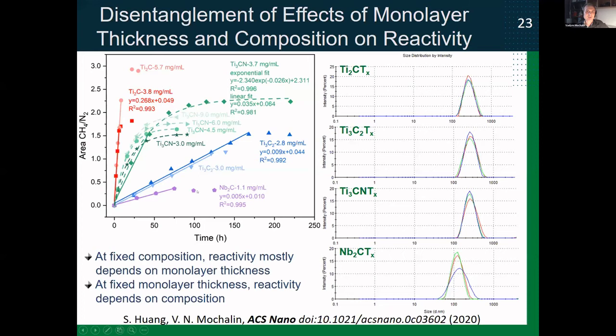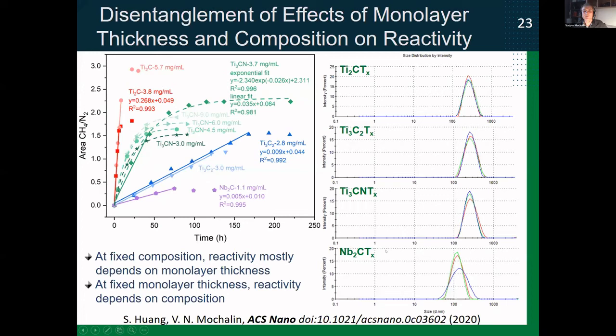So again, it's a very nice system to study the effects of either composition at fixed monolayer thickness or monolayer thickness, if you fix the composition, on chemistry. And of course, we need to be careful about other factors, such as, for example, flake size. And this is what reviewers pointed us to when we submitted this paper. And we analyzed the effect of flake size.